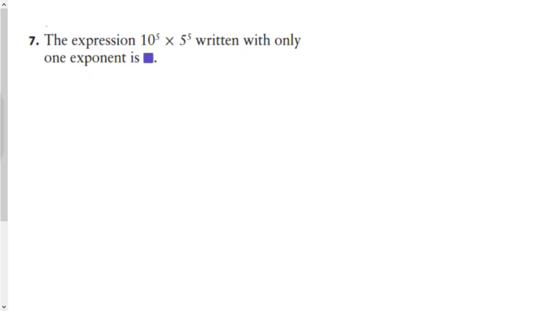Question 7 says, the expression 10 to the 5 multiplied by 10 to the 5 to the 5, written only as one exponent, would be, if you use your brain and think of it this way, you would have taken it and reallocated that 5 to both, giving you this as an answer. So the answer is, that is the same thing, but written using only one exponent.